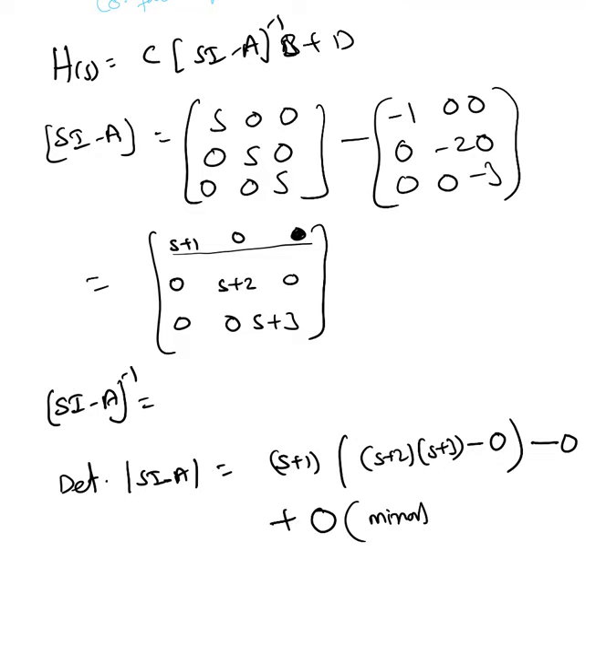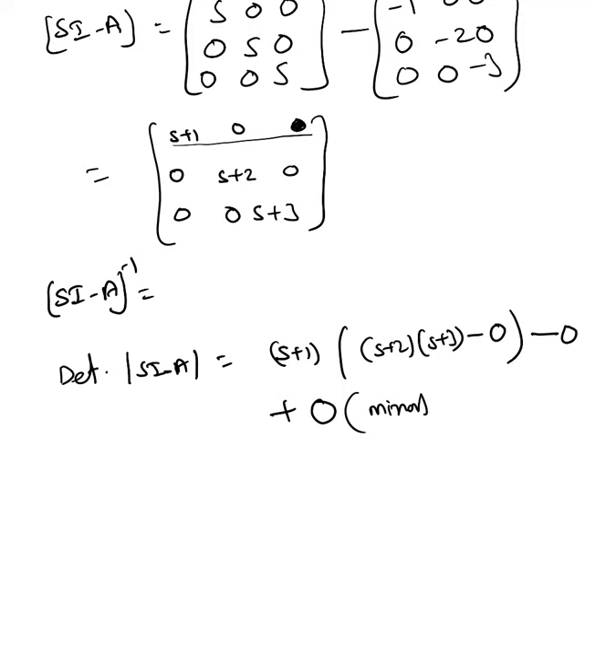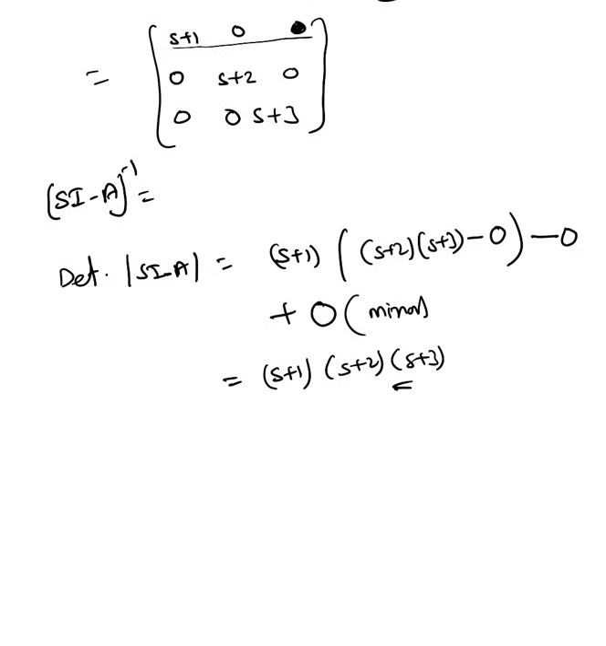So if you have only diagonal elements, the determinant of the matrix is just the product of all those three diagonal elements. So here the determinant is s plus 1, s plus 2 and s plus 3. That is the determinant of sI minus A.